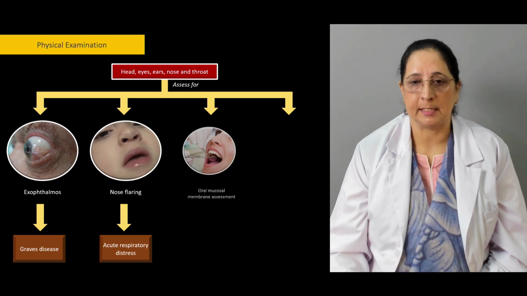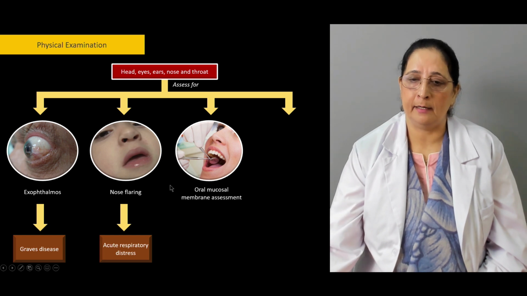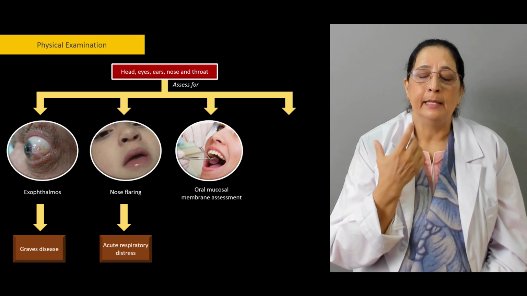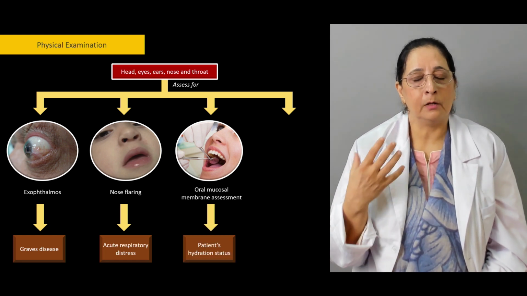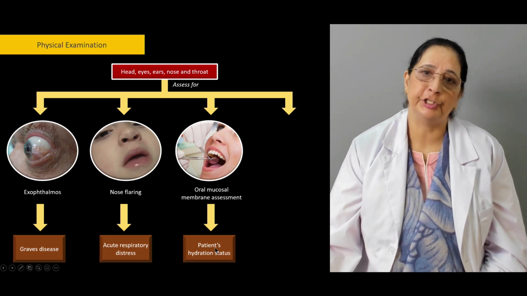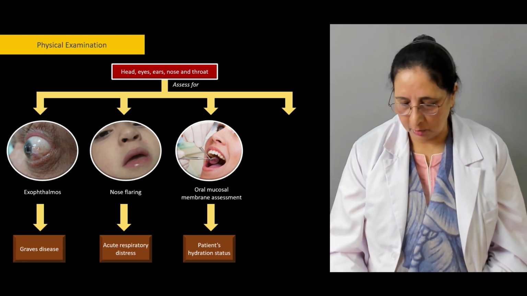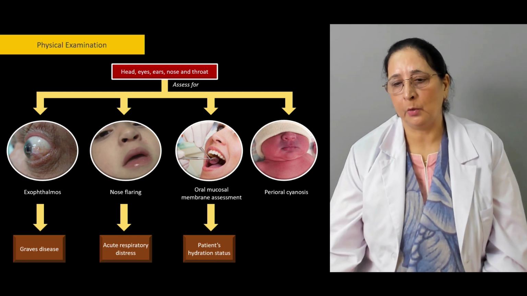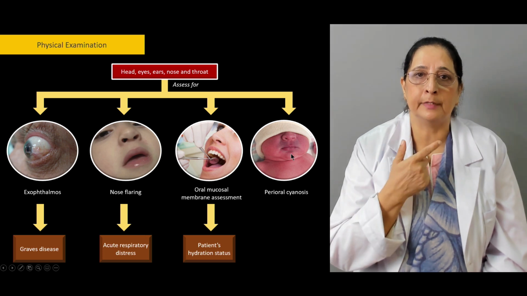Respiratory distress. Then oral mucosal membrane assessment. Here look for the mucosal membrane, same if it's pale, and also if it's dry, that's the indication of hydration status, whether the patient is hydrated or not. Then also go for the perioral cyanosis. Cyanosis is the bluish discoloration of the skin.